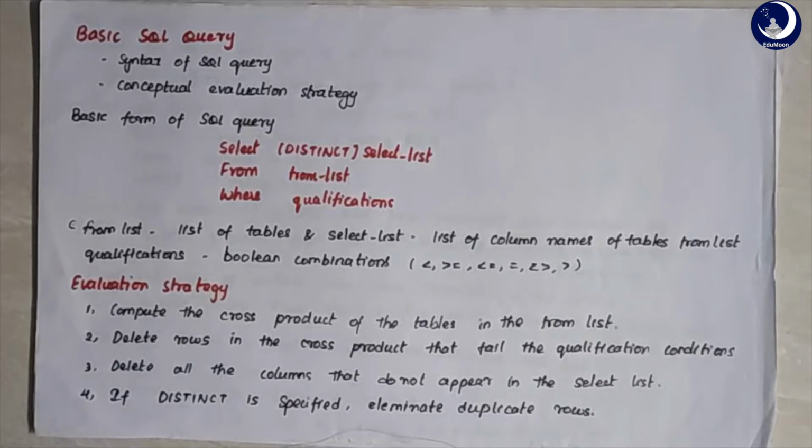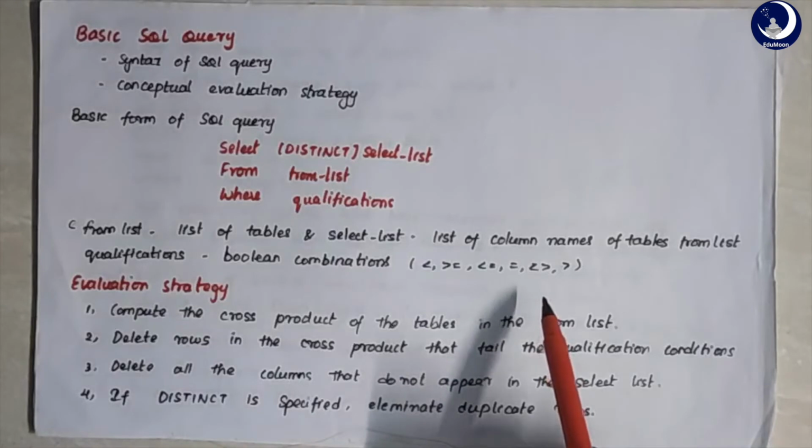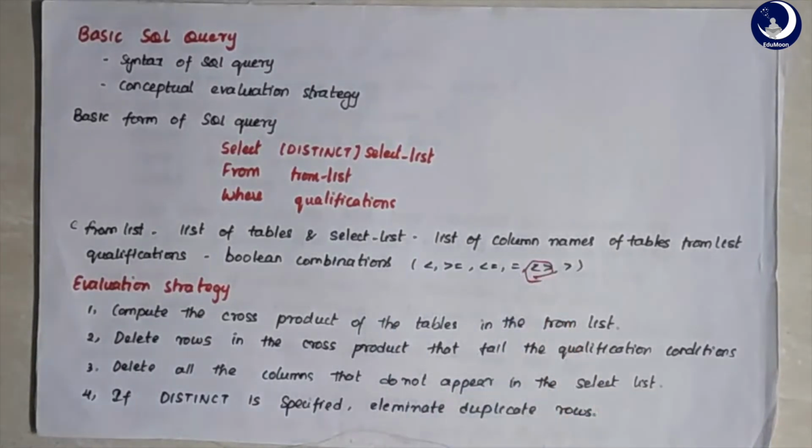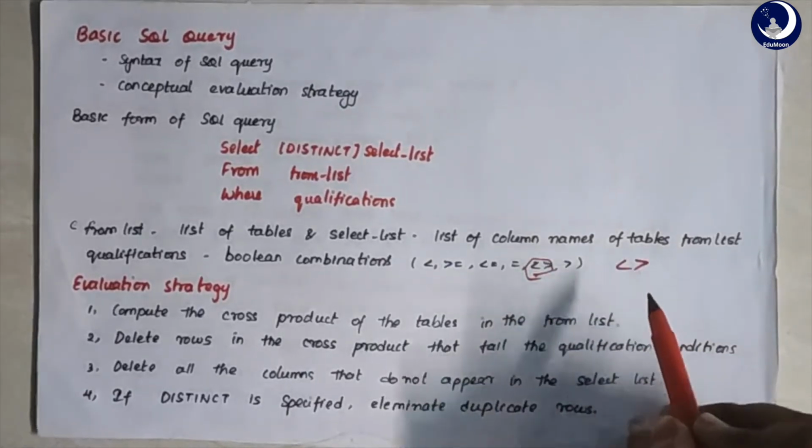Then you have qualifications. Qualifications are Boolean combinations, or you can think of them as the filtering conditions you want to apply on the columns that you selected from the from list. Since these are Boolean combinations, we use comparison or relational operators like greater than, less than, equal to, greater than or equal to, or not equal to. One more thing, just remember in DBMS we will use this symbol for specifying not equal to.